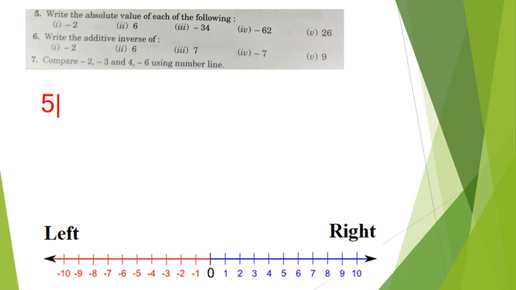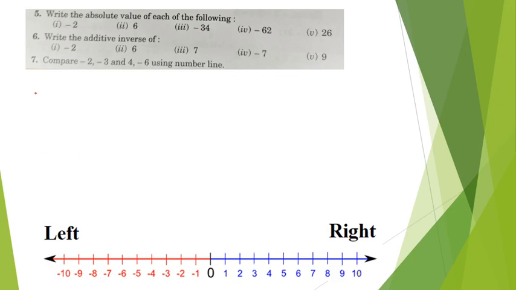So let's take the first question from the 5th. What is the absolute value of -2? So how will we solve it? First we put it in the vertical bars, the absolute value of -2. It will be 2. Like this you have to solve. It's very easy. You can do it by yourself. Let's do question number 6.